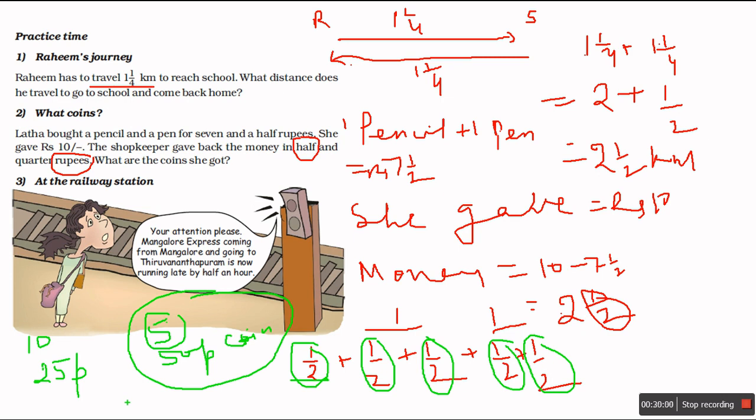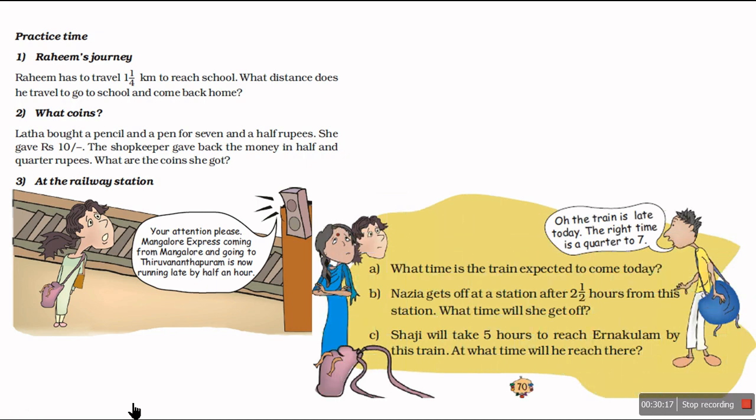Now see the next question. At the railway station, your attention please. Mangalore Express coming from Mangalore and going to Thiruvananthapuram is now running late by half an hour. Okay, running late by half an hour. So the questions are here. Oh, the train is late today. The right time is a quarter to seven. What is the meaning of quarter to seven?